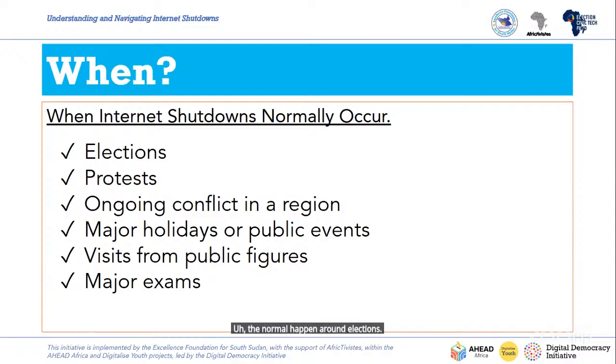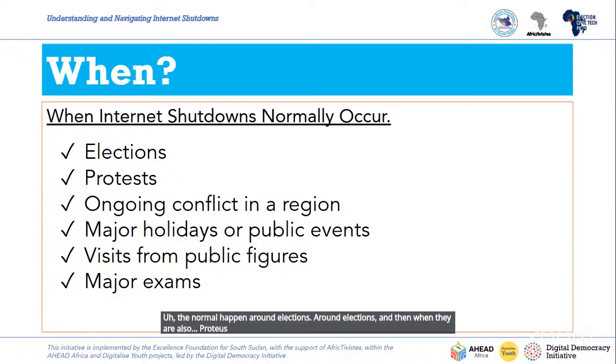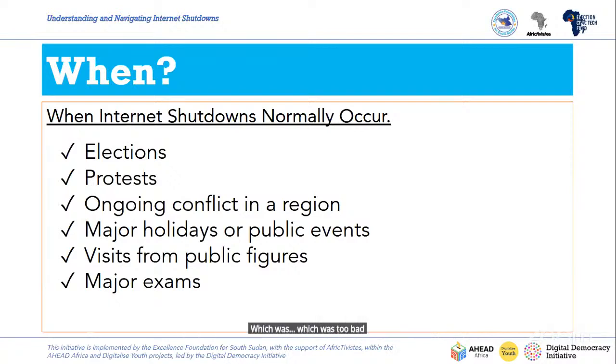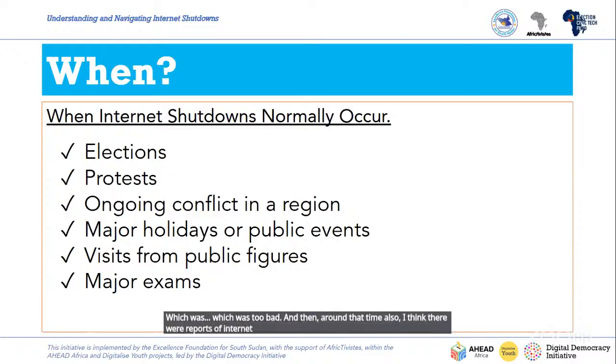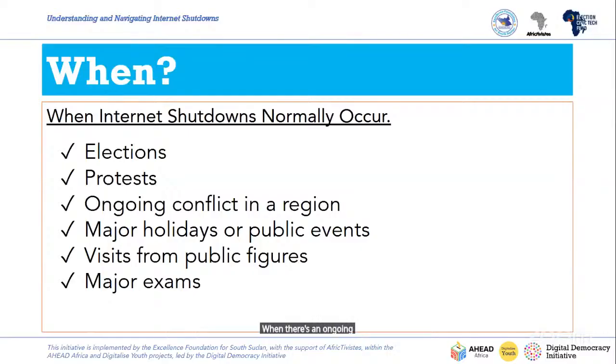Around elections, and then when there are also protests. Last time we had protests in Kenya, this Gen Z protest, which was too bad. Around that time also, I think there were reports of internet shutdown and censorship. So these are the kinds of events that internet shutdowns are implemented around. We also have when there's an ongoing conflict in a region. You see, there's that example of Ethiopia.